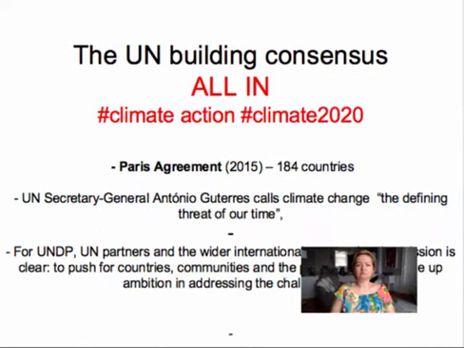Okay. So an important milestone happened on Earth Day, 22nd of April 2015, when 175 world leaders signed the Paris Agreement at the United Nations headquarters in New York. And this was by far the largest number of countries ever to sign an international agreement on a single day. Later on, other countries joined, and we now have around 184 countries in the Paris Agreement.